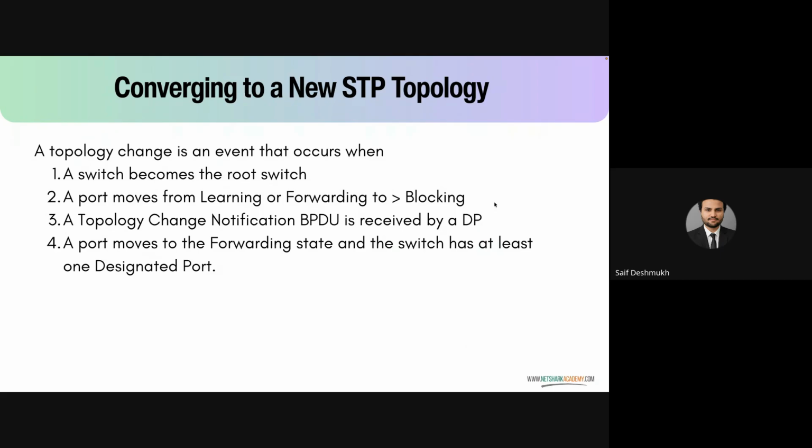There is something called a topology change in the spanning tree, whether it's common spanning tree or per-VLAN spanning tree, which is the case in Cisco. A topology change is an event. It occurs in a couple of cases. First, when a new root is elected, when a switch becomes a root bridge, on that switch we can consider a topology change happened. When a port moves from learning or forwarding to blocking, on that switch a topology change happened. Also when a topology change notification BPDU is received by a designated port.